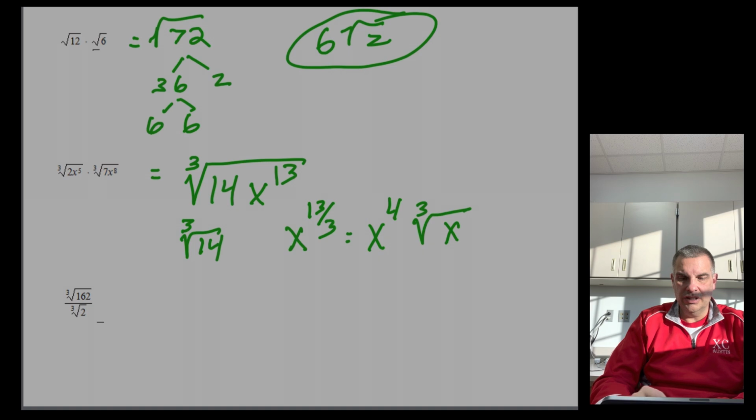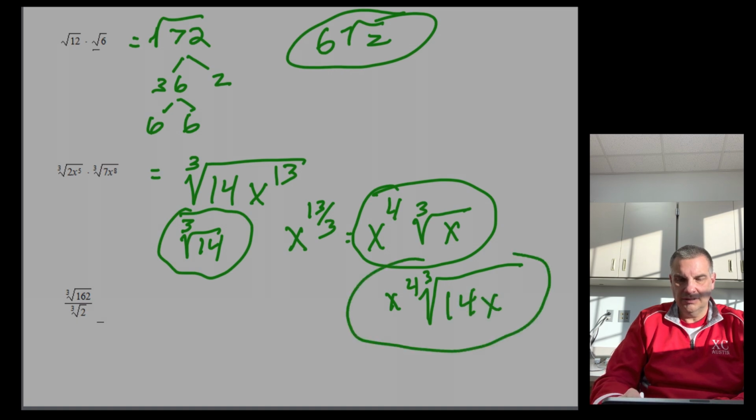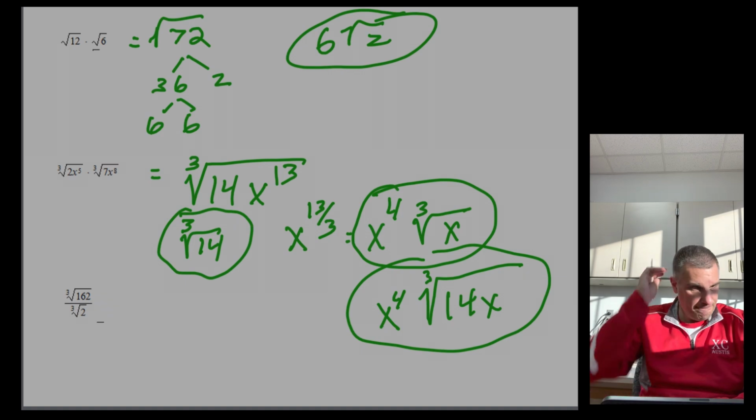So our solution to this then, we've got these two pieces of it. x to the 4th is on the outside times the cubed root of 14x. And that's your solution. I don't like how I wrote that x to the fourth. I don't like how I write in general, but yeah, sometimes it's worse than others. Okay.